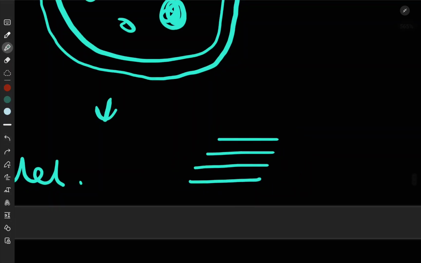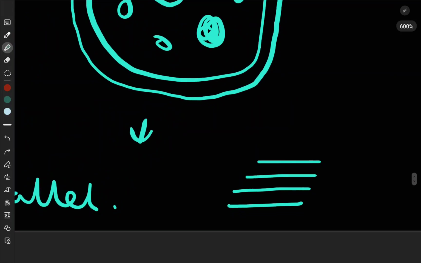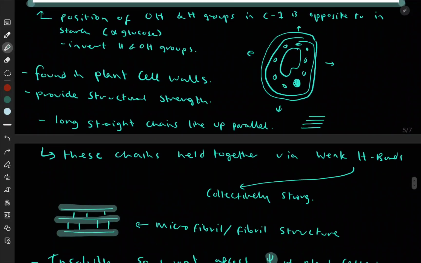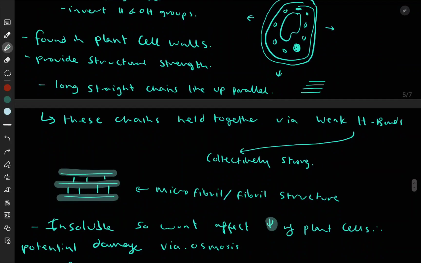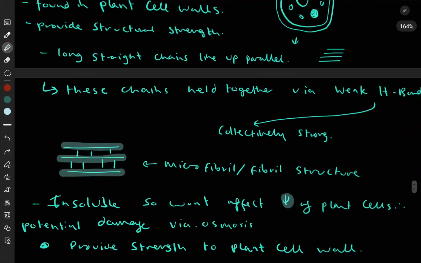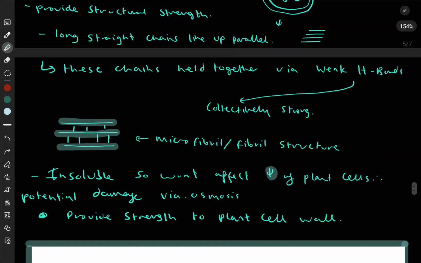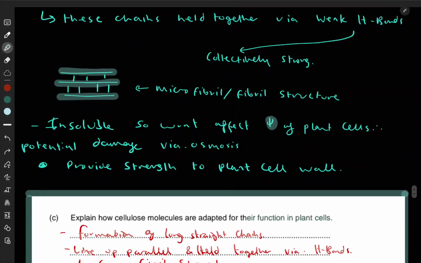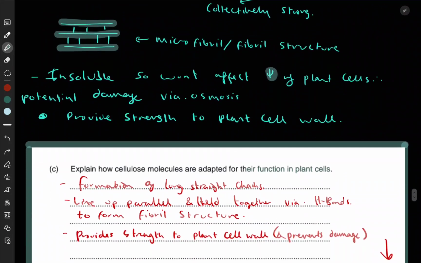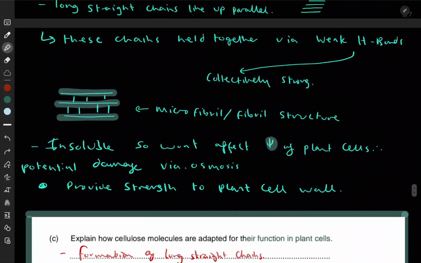So when they line up parallel, each of these chains will form hydrogen bonds with each other. Individually, hydrogen bonds aren't strong. However, lots and lots of these can collectively be very, very strong. And when these structures form as seen here, they form a microfibril or fibril structure. The fact that it's insoluble means that it won't affect the water potential of plant cells, therefore it won't lead to any potential damage via osmosis. Also, this provides strength to plant cell walls.